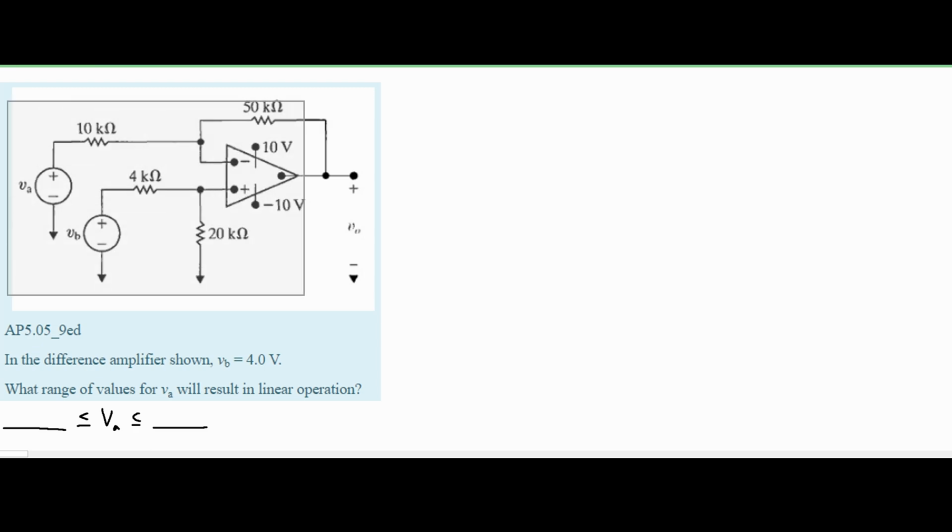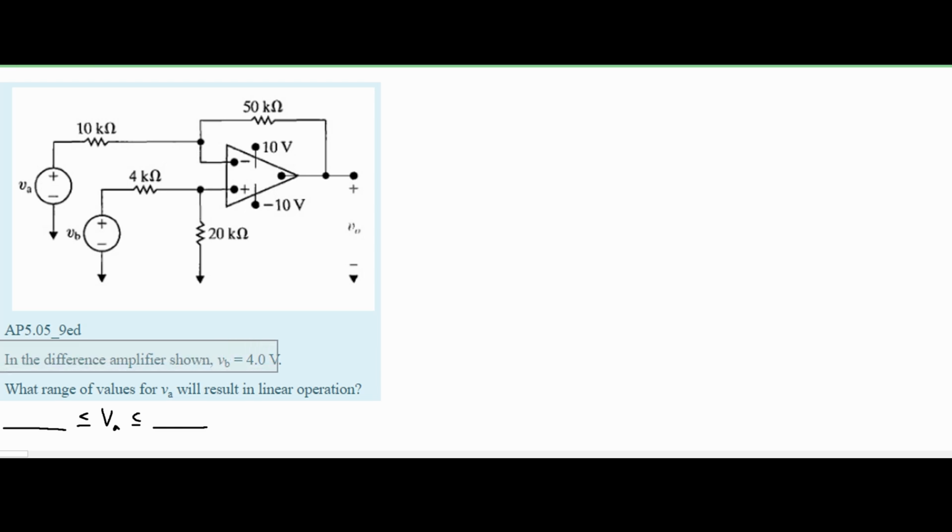In this problem, we are given the following circuit diagram. We are told that in the difference amplifier shown, VB is equal to 4.0 volts, and we are asked what range of values for VA will result in linear operation.